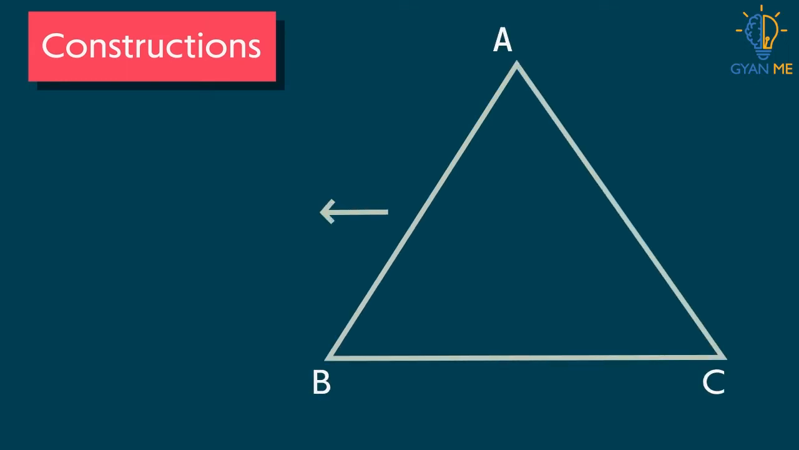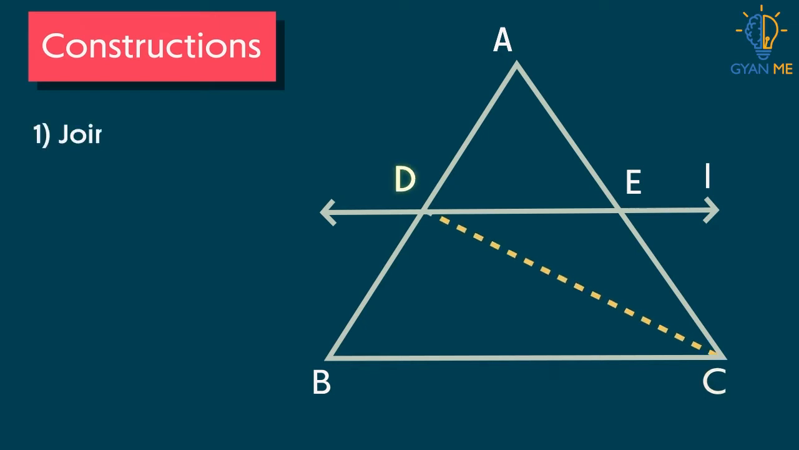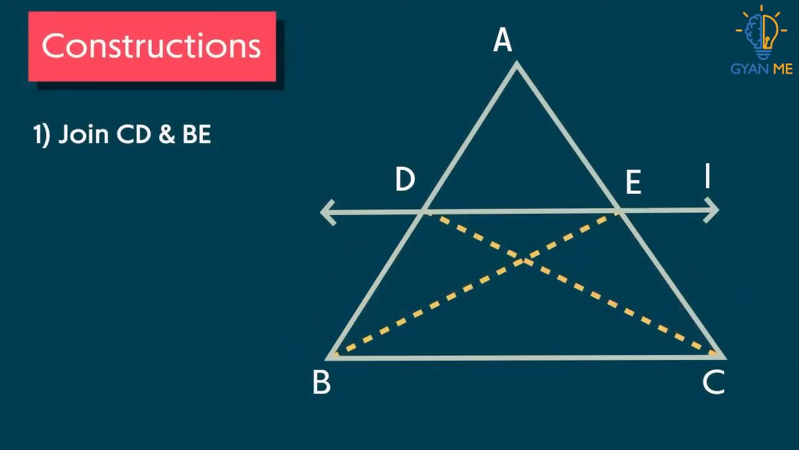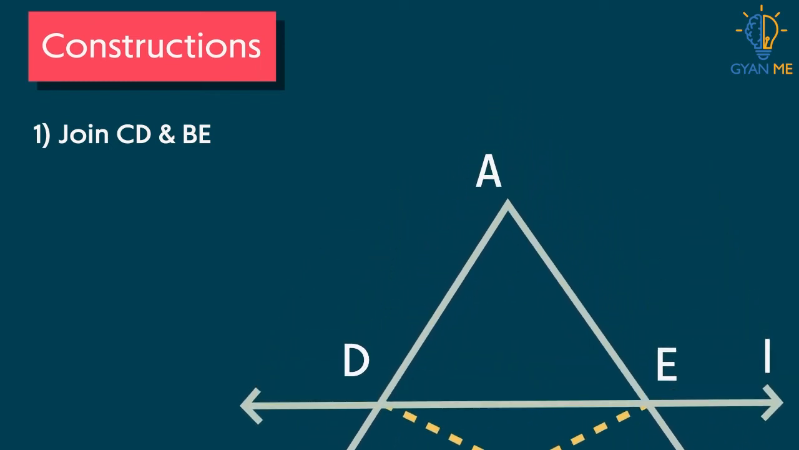Students, to prove this theorem, we will have to do some constructions. So let's do it then. First join points C, D and B, E and observe that it forms two triangles. Now with the help of construction, draw two perpendicular lines from point E to the side AD and from point D to the side AE of the triangle ADE. Note students, here the triangle is triangle ADE.